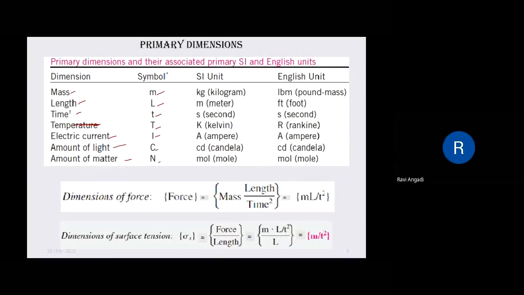Look at the SI units as well as the English units. In SI units, mass is represented as kg, and in English units, it is represented as pound. Length is measured in meter, and time in second. Length in English units is measured in foot, and time is second in both systems. Temperature in the SI system is Kelvin, and in English units it is Rankine. Electric current is ampere in both systems. Amount of light is candle in both. And amount of matter is a mole in both.